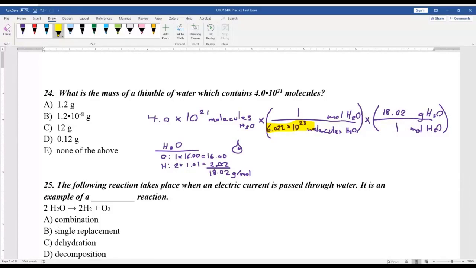If you divide by 6.022 E23, you wouldn't need parentheses for that. But if you're going to put it in full notation, with 6.022, the times sign, and then 10 raised to the power of 23, you have to make sure you put that in parentheses. Whenever you divide by a number in scientific notation, you must put it in parentheses, otherwise it will not give you the correct answer.